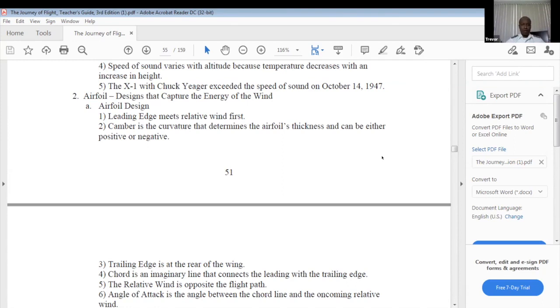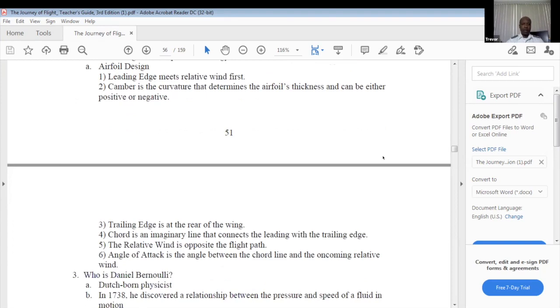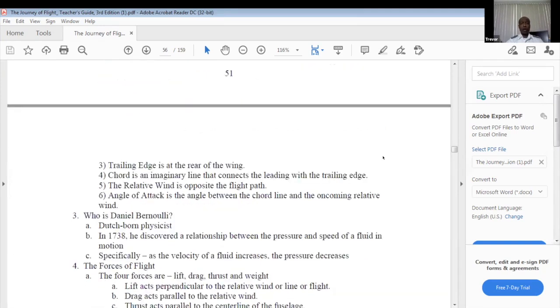And that is what makes the difference when you talk about laminar flow and, with respect to the cambered shape of the wing. And of course, the chord line is really an imaginary line from the leading edge to the trailing edge. And the relative wind is what is being created when the airfoil moves through the air. So as the wing moves through the air, it is being opposed by the relative wind.